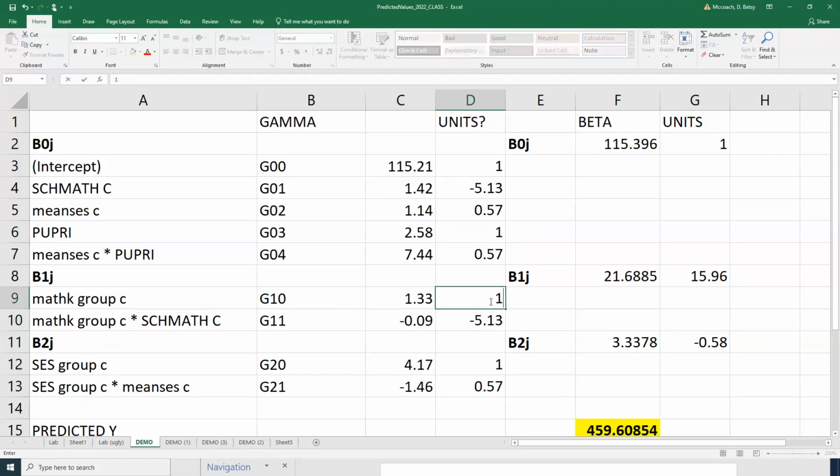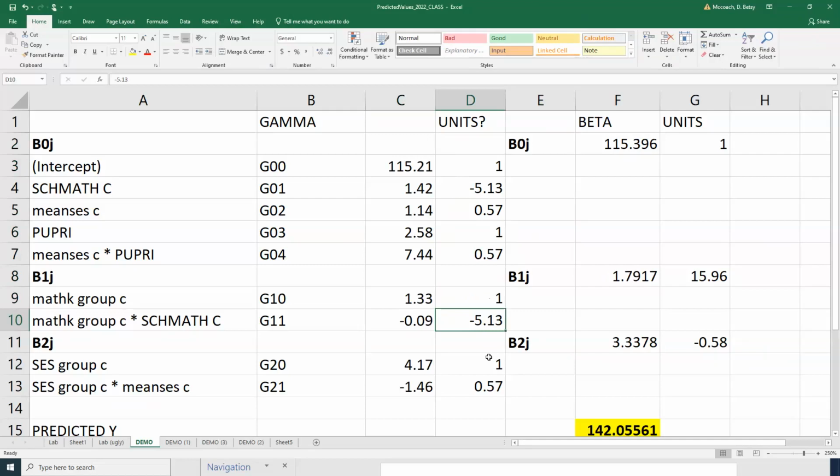Hold on. No, I'm messing myself up. Scratch that. That's not the way I organized it. This is the intercept for the math group centered slope. Okay, so actually, here's my 15.96.